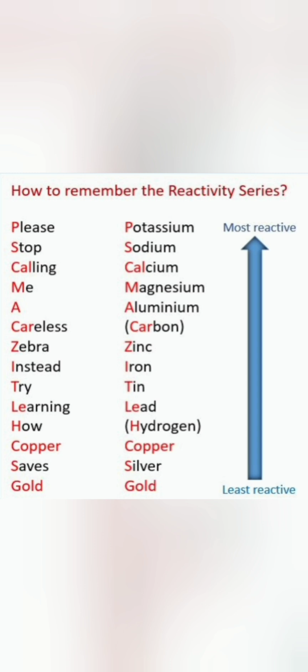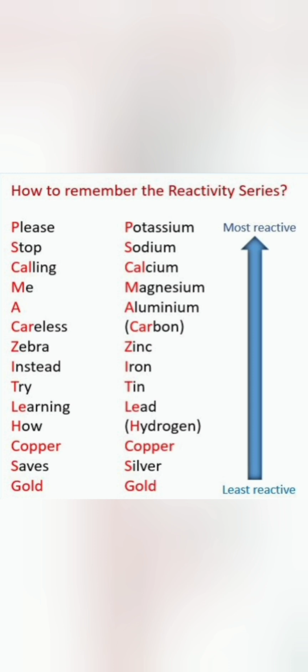In reactions, highly reactive metals displace the less reactive metals, but less reactive metals cannot replace highly reactive metals from their positions. With the help of mnemonics, we can easily remember the reactivity series. The mnemonic is: please stop calling me a careless zebra. Instead, try learning how copper saves gold.